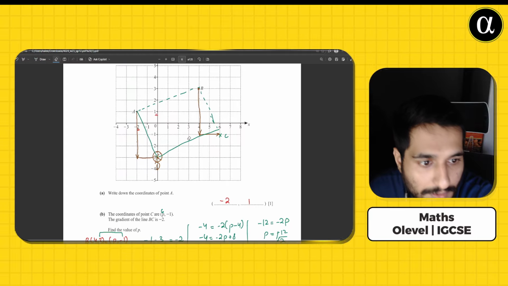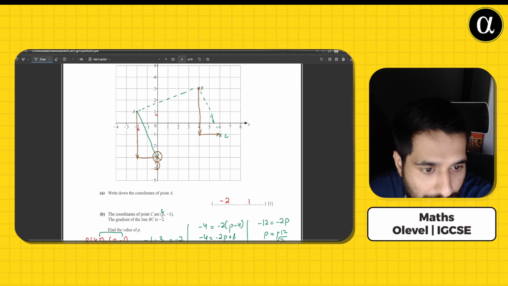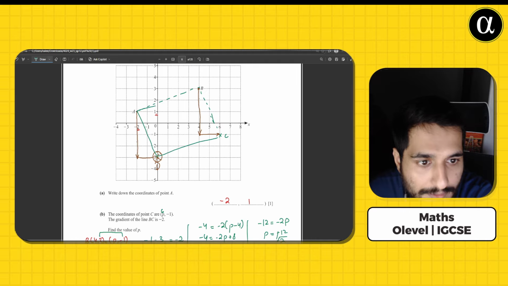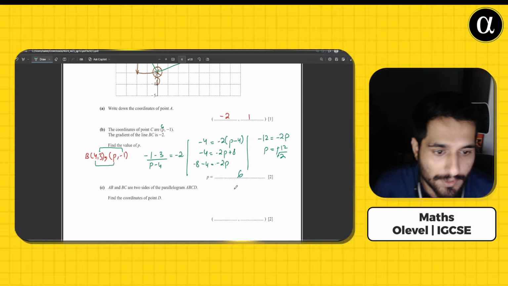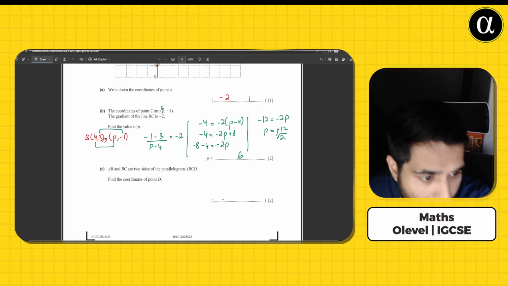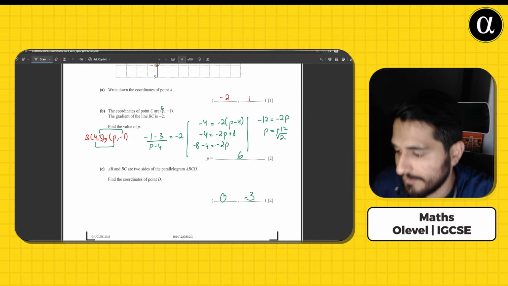Sorry, not this one. It's the other point right here, right? So this is how your parallelogram would look roughly. So it should be 0 and minus 3. Let's plug in 0 and minus 3.